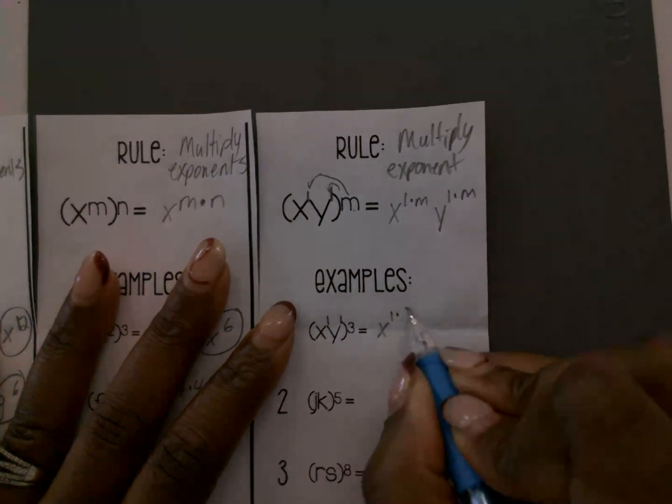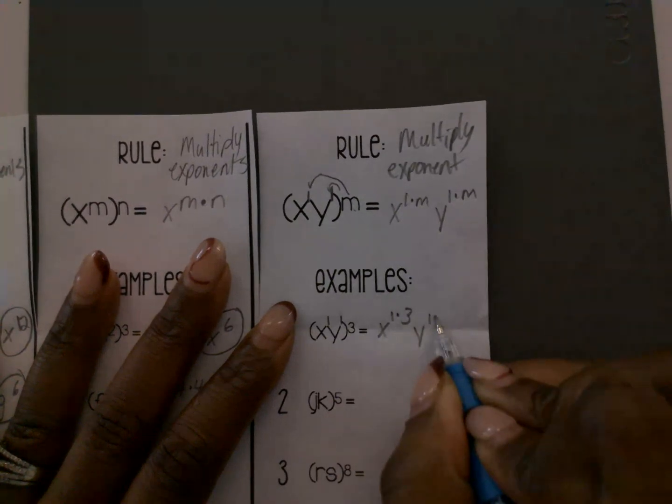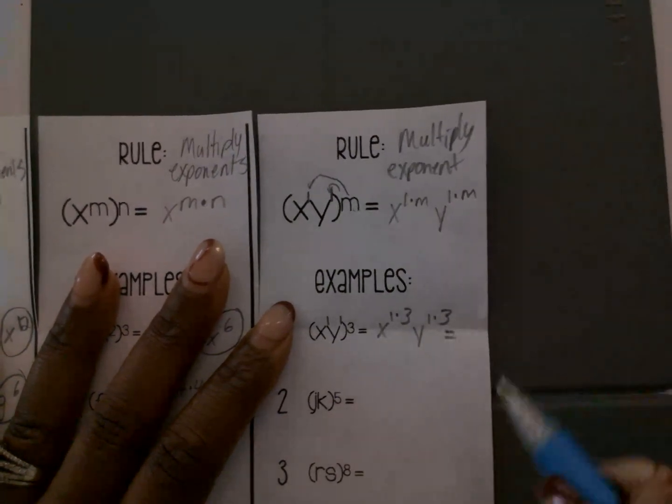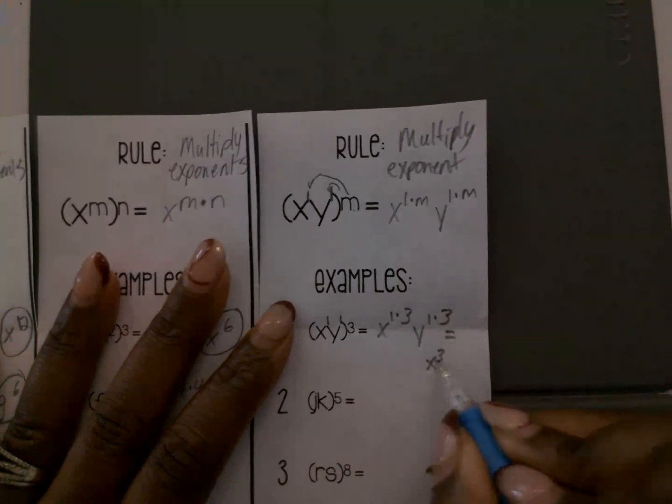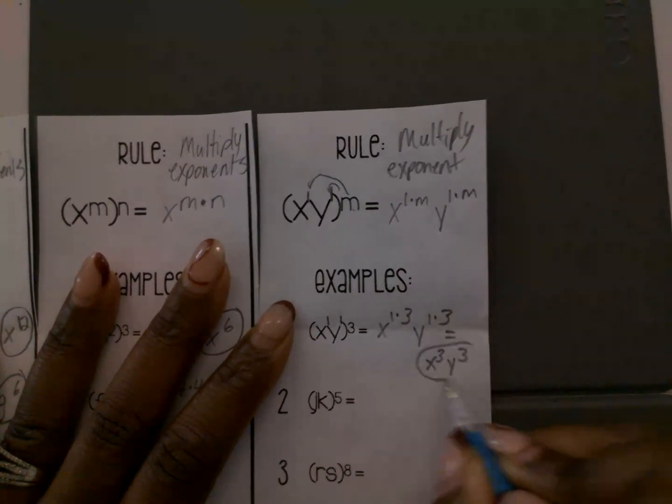We got 1 times 3. So this is going to give us x to the 3rd, y to the 3rd.